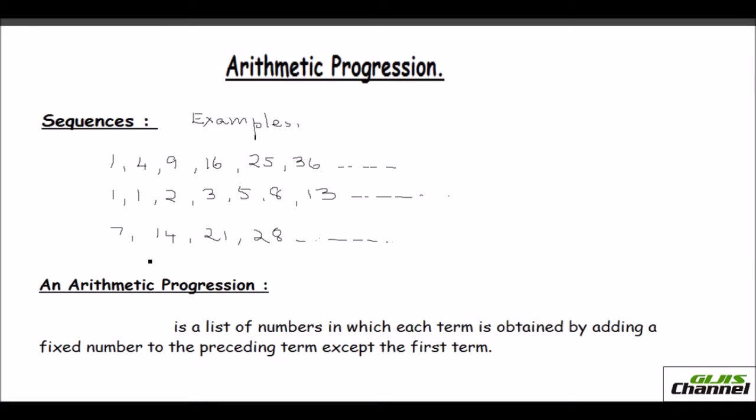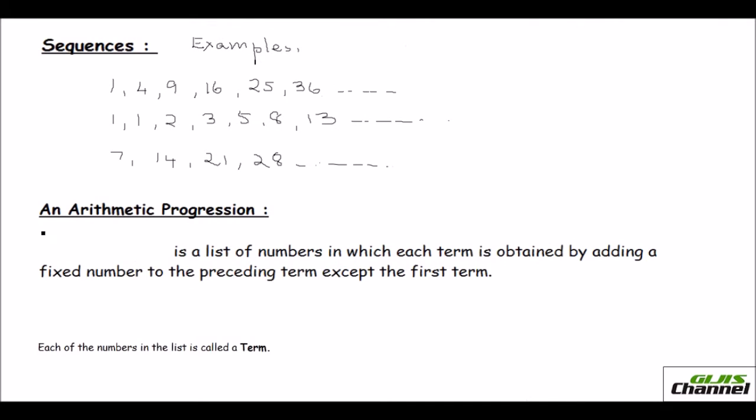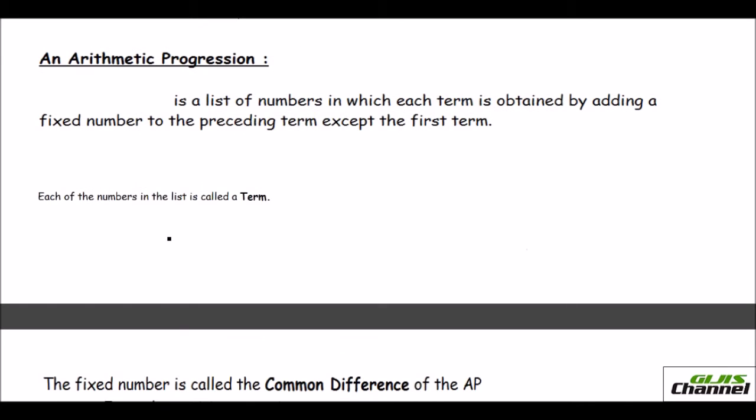Okay, but an arithmetic progression is a list of numbers in which each term is obtained by adding a fixed number. Okay, by adding a fixed number to the preceding term except the first term.